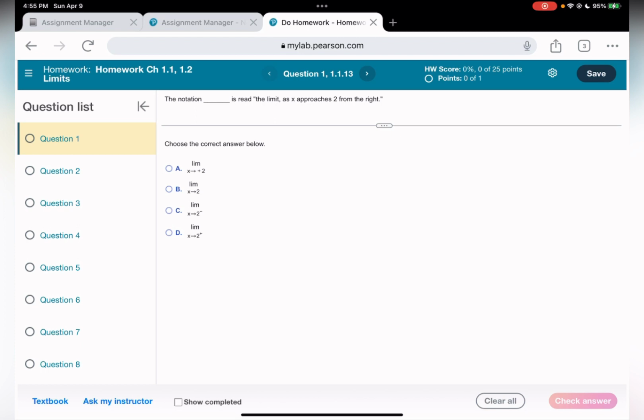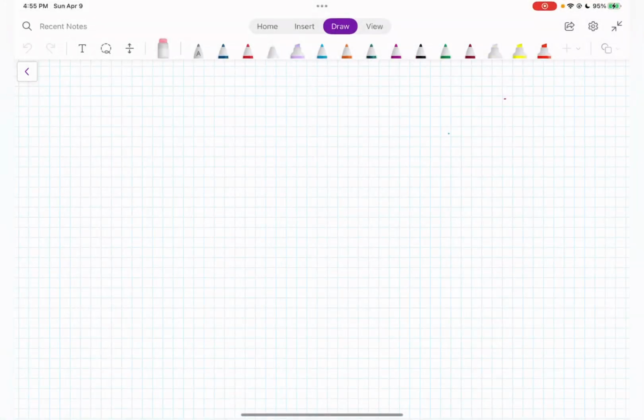Okay, we're going to work on homework for week 1, chapter 1.1, 1.2. In this homework, we're going to complete questions about limits. Before I go ahead, let me explain real quick what a limit is about so we can do the homework.